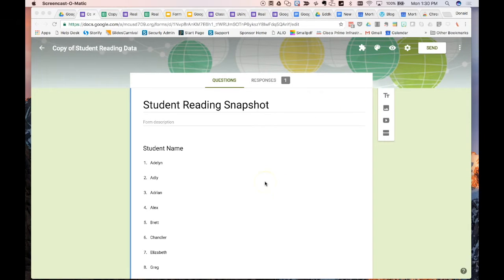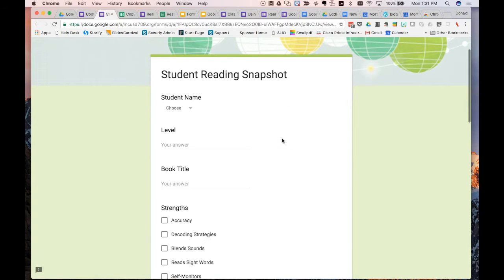This is one that was used by a teacher in the district last year, and she wanted to be able to see where kids were at in terms of their reading. And so as students sat down to read one-on-one with the teacher, she would open up this form. This is what it would look like, and they could do it very easily on their iPad.